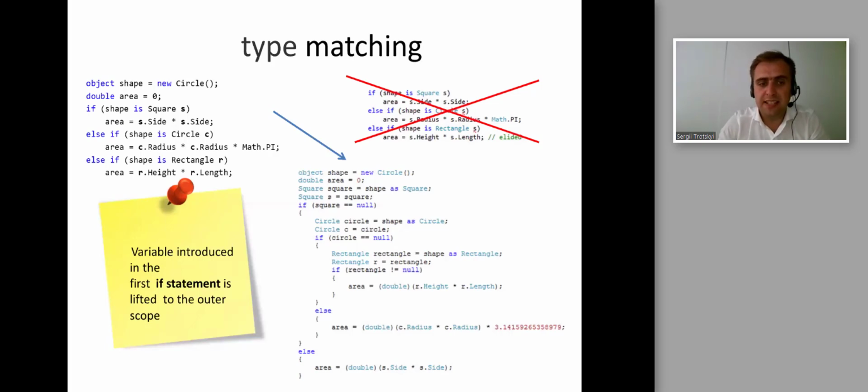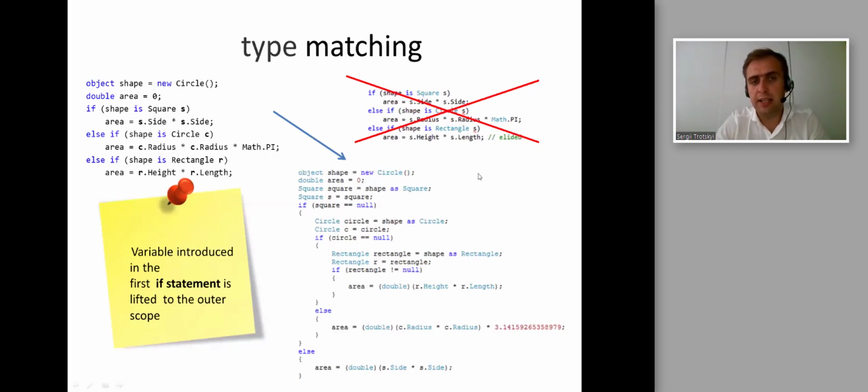It's important to know that the variable introduced in the first if statement here is lifted to the outer scope. It means that if you try to declare in the same scope some variable with the same name, the compiler will fail to compile it. You could not provide the same alias for if, else if statements. Why not? Because if you have a look into the compiled code, you will see how it works.